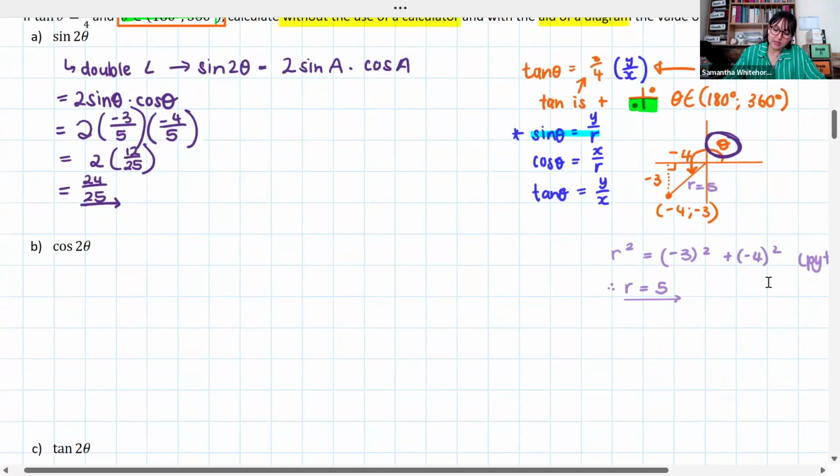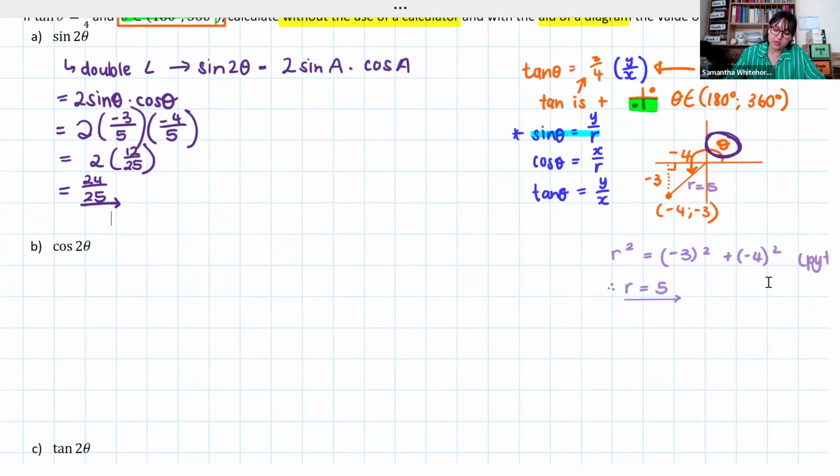All right, so if we have a look at the second one, I will make this a bit smaller later for you guys to screenshot. If we have a look at the second question, we now have cos 2 theta. Again, the angle I was given, or the angle I'm working with, is theta, not 2 theta. So I'm going to have to apply a double angle formula.